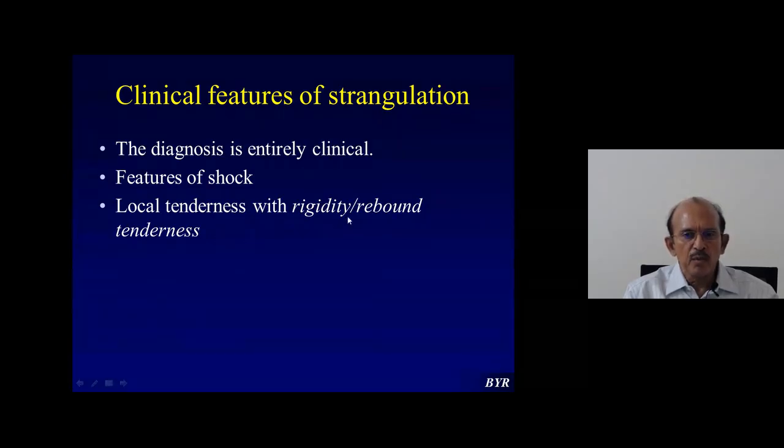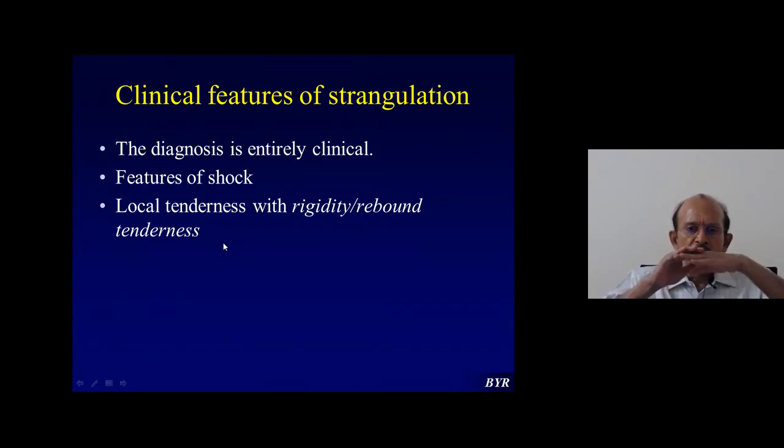What is rebound tenderness? What do you understand by rebound tenderness? Rigidity means stiffness, something feeling like a board. Normally the abdominal wall is soft. When you press it, it goes in like this. But when it is stiff, we call it rigid. Then what is rebound tenderness? Do you know the meaning or not? If you don't know it, I will explain rebound tenderness.